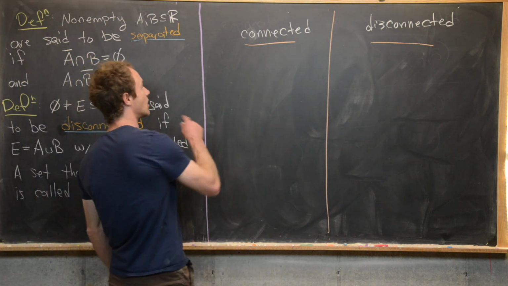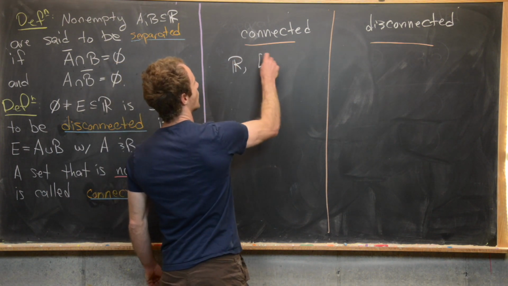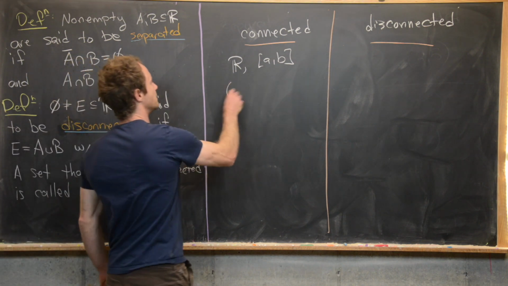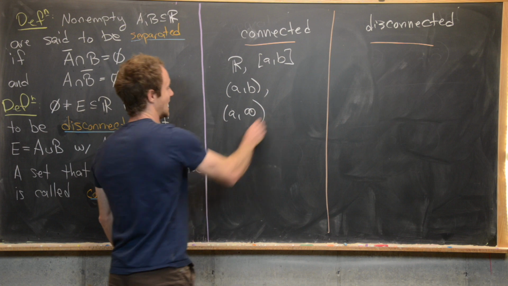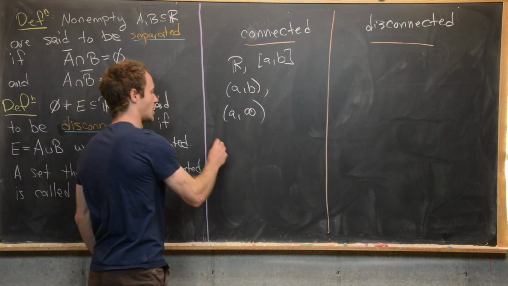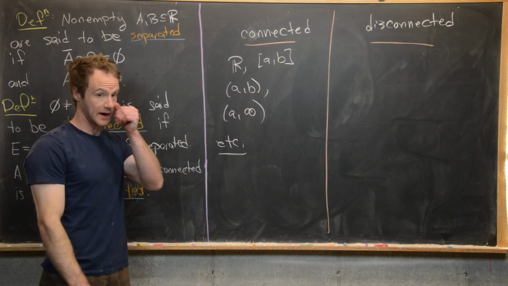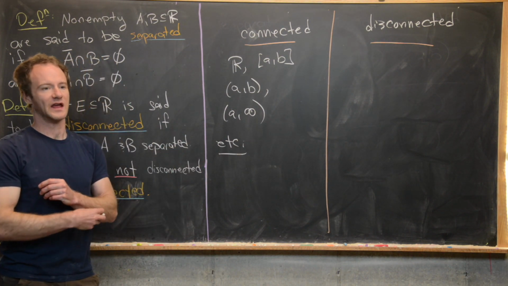In fact, all connected sets are either all real numbers or they are some sort of interval, either a closed interval or an open interval or an infinite open interval, and so forth. So there's some sort of interval or the whole real number line. And that's actually going to follow from a theorem that we'll prove at the end of this video.